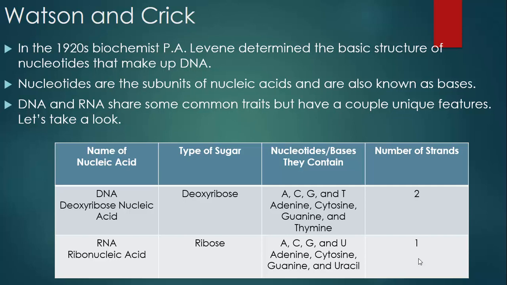Now, for the nucleotides and bases they contain, we already said DNA contains A, C, G, and T, which stand for adenine, cytosine, guanine, and thymine. Now, RNA has A, C, and G just like DNA, but instead of T, has the letter U, so it stands for adenine, cytosine, guanine, and uracil. DNA is double stranded, with two strands, while RNA is single stranded. So there are a couple unique features that each one has. We're going to be talking more about RNA in the next podcast.